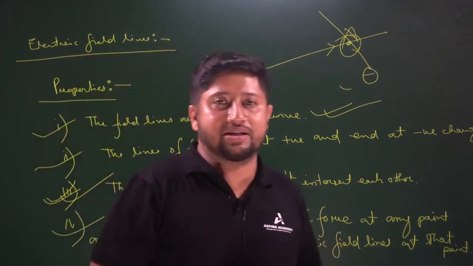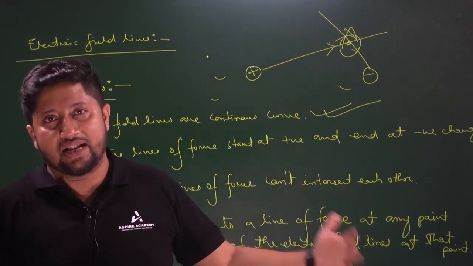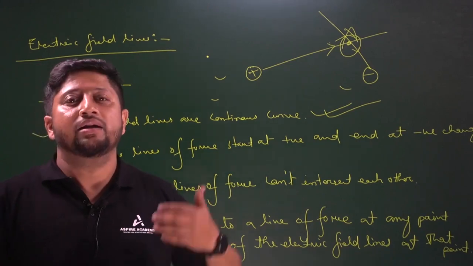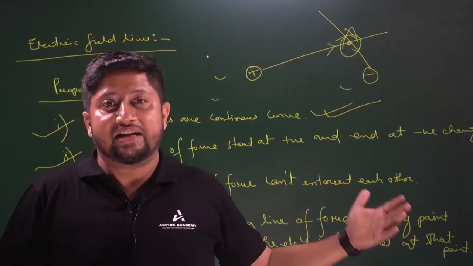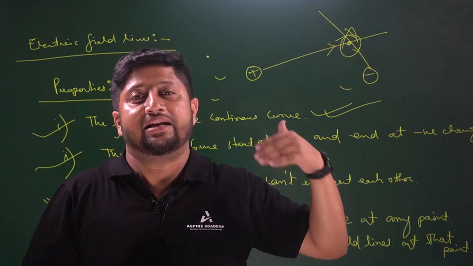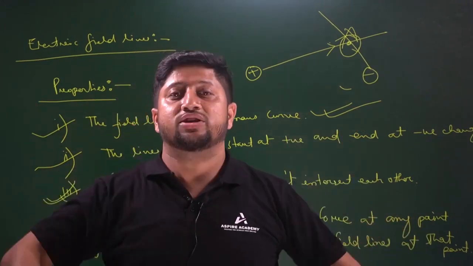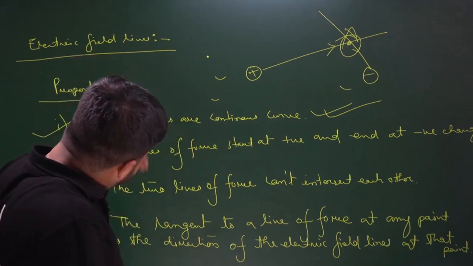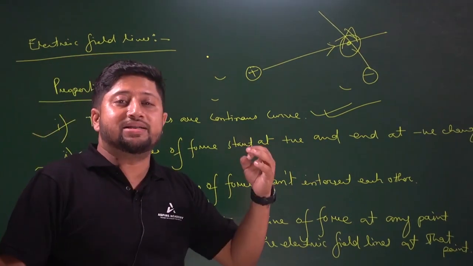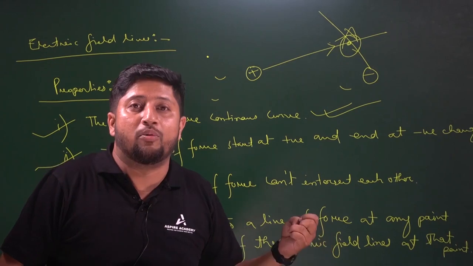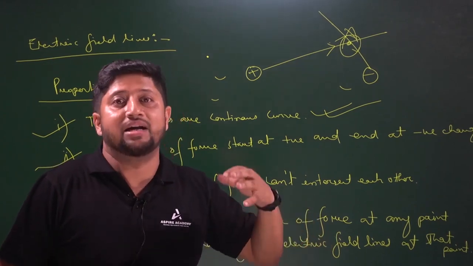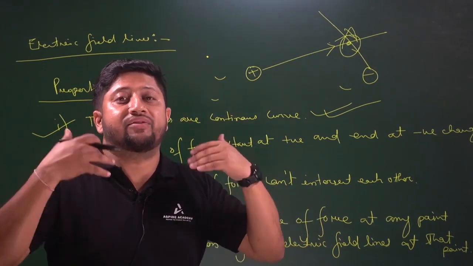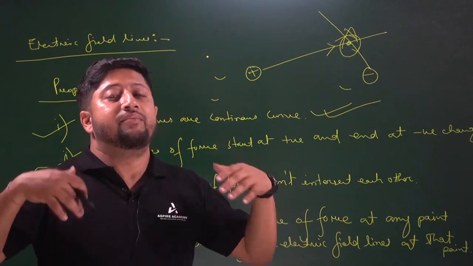Today we have discussed, first of all, electrostatic induction, and then electric dipole. What is an electric dipole? What is the electric dipole moment? What is the direction of the electric dipole moment? And another one: what is the electric field at an axial point of a dipole? What is the axial point? And what is the electric field? What is the value of the electric field?